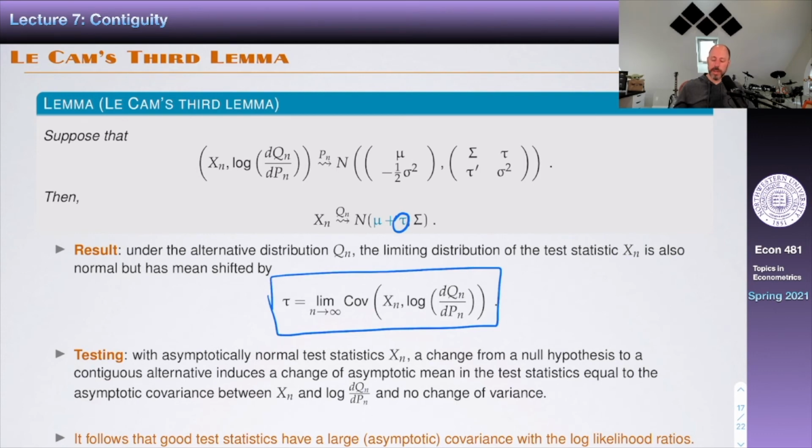Because quite often obtaining this, believe it or not, is not that difficult. It's just finding a covariance. And in the case of the sign test, of the t test, in the location model, we can get this in one line, and then computing this covariance is straightforward, and that's it. We don't need Lindeberg-Feller CLTs. We don't need anything like that. Just get it by computing tau.